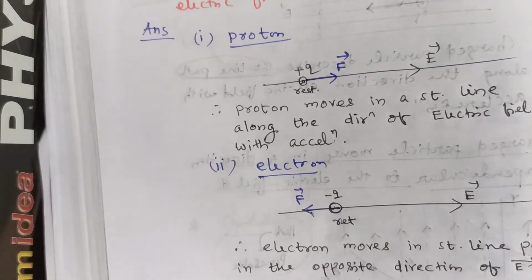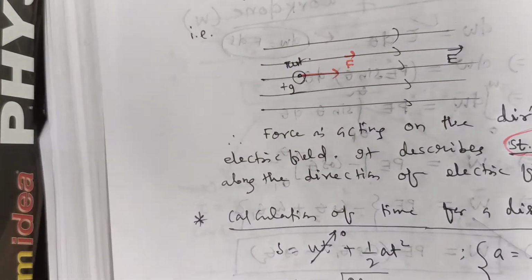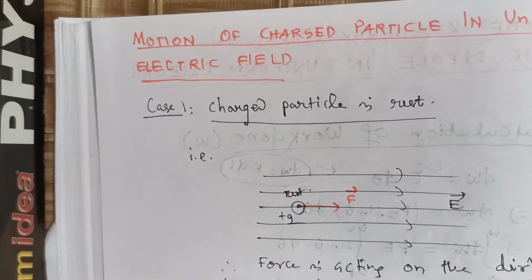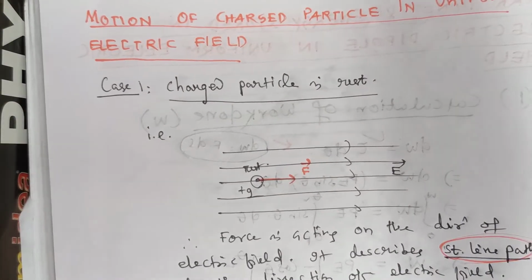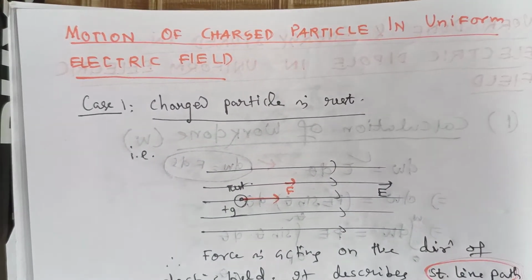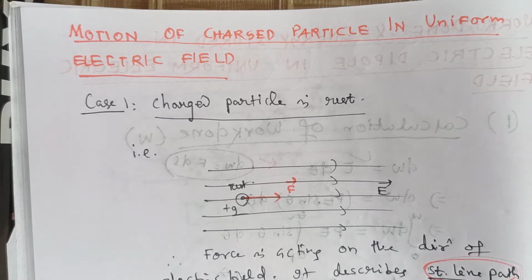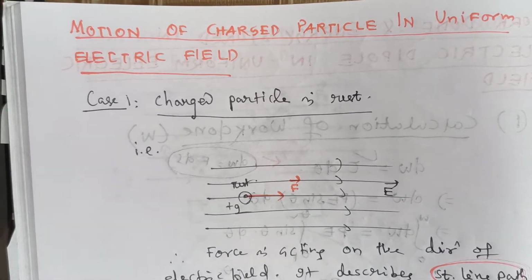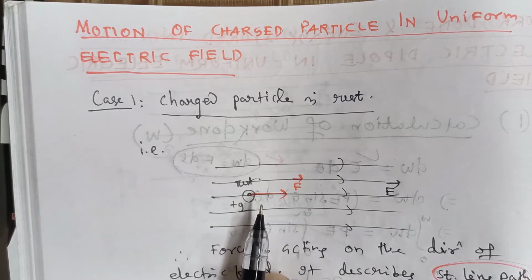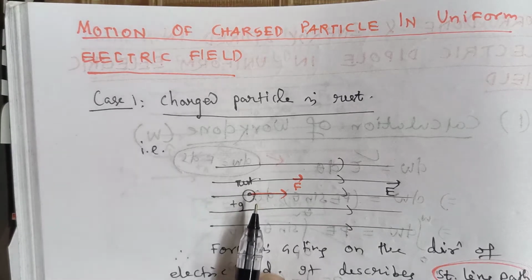Now we have to take a uniform electric field, then discuss the various problems associated with it. The first part of our problem is motion of the charged particle in the uniform electric field. First case: the charged particle is kept at rest. Here charged particle means positive charge. If it is a negative charge, it will be stated in your question as a negative charge particle. If it is only written as charged particle, we assume that it is a positive charge.